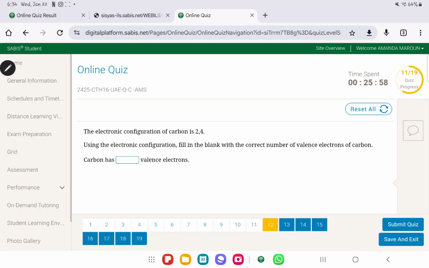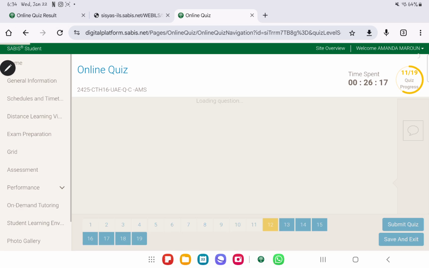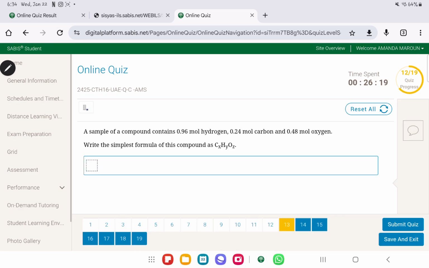Moving on to question number 12. They said this is the electronic configuration of carbon, 2, 4. They said fill in the blanks for the correct number of valence electrons of carbon. Very simply, valence electrons is the last number of electrons. In this case, it is 4 valence electrons.